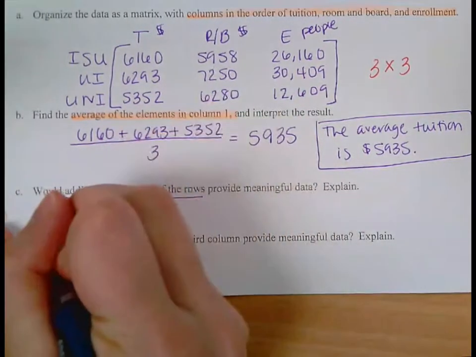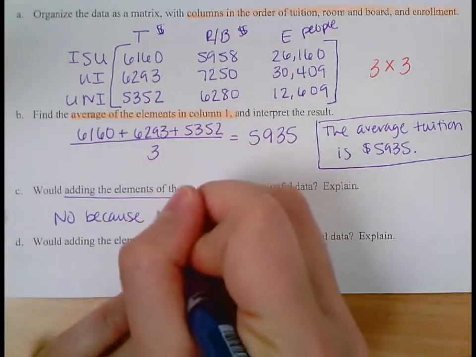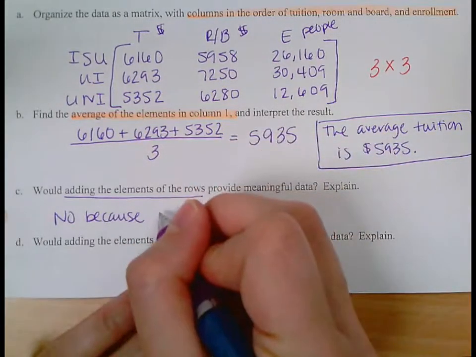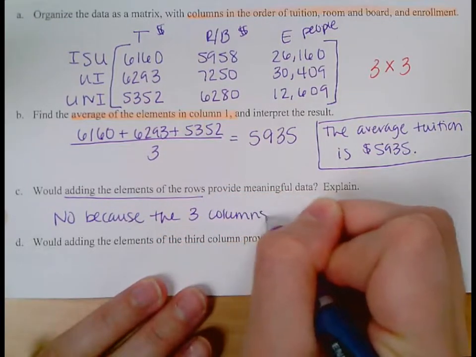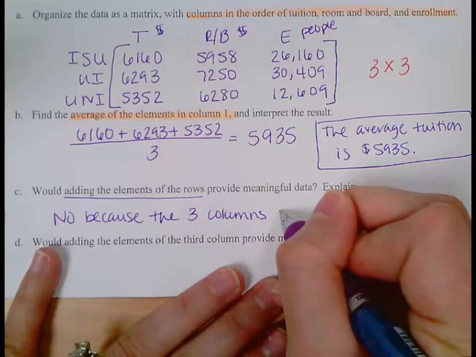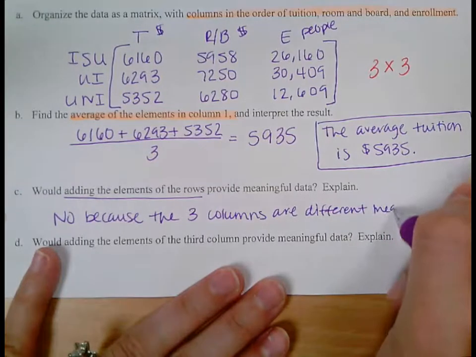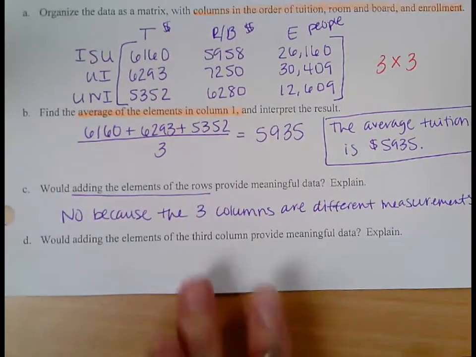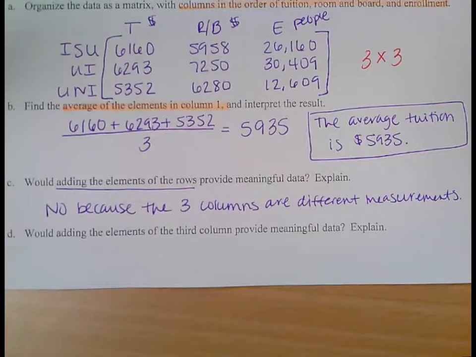So does this make sense, or is it meaningful? No, because there's different ways you could describe this, but we could say the three columns are different measurements, or are not all the same measurements. Two of them are measuring dollar amounts, one of them is measuring people. So we could have said that more specific as well. Columns 1 and 2 are dollar amounts, column 3 is a number of people.